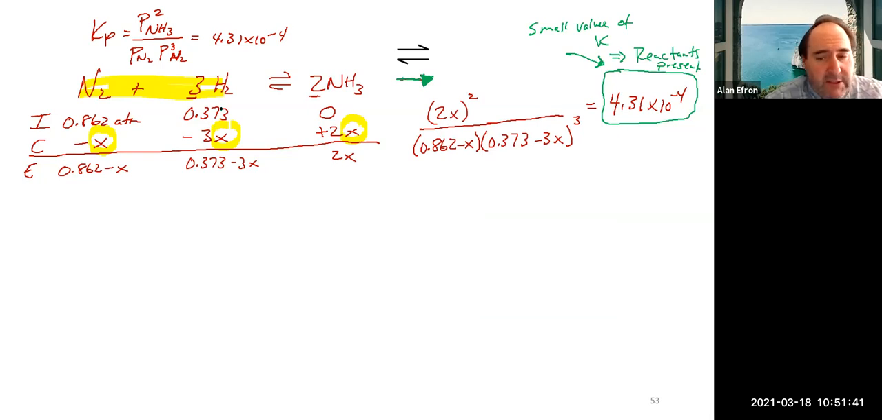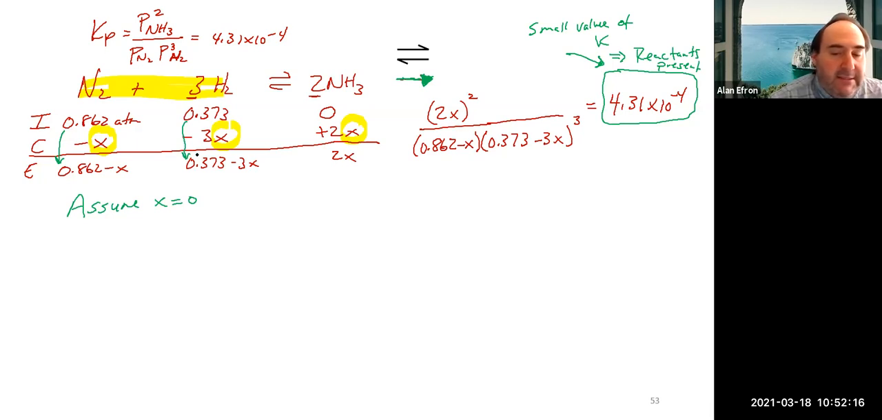So in a situation like this, where you have a problem you don't want to solve the traditional way, but really you have a K value that is small, you could actually make an assumption and assume that X is equal to 0. It's pretty much negligible. There's not going to be that much change occurring. And we would expect our initial and our final to be pretty close to each other when it's all said and done.